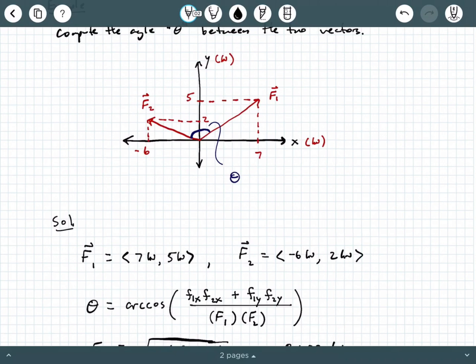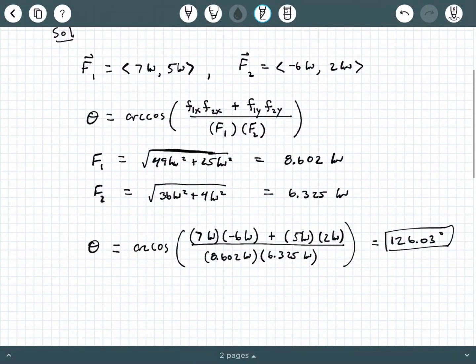If you look at the original figure from the problem statement, that seems reasonable. Based on how we drew this, even though it wasn't exactly to scale, that does look like a pretty obtuse angle, and it's 126 degrees.